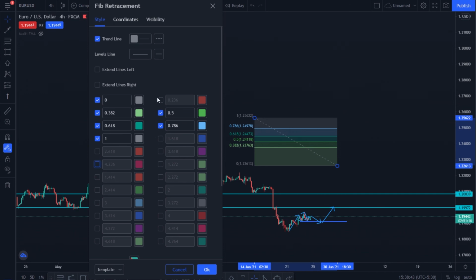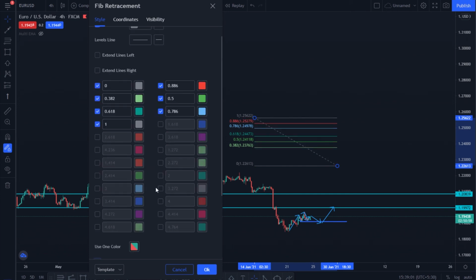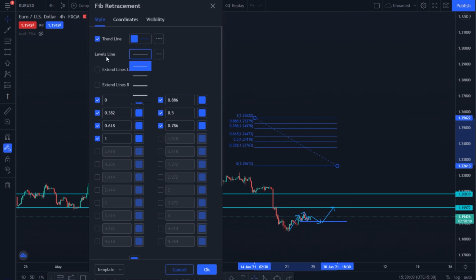I won't keep 236. I'll just select 236 and mention 0.886. And if you don't want all these colors, just uncheck the background and use one color. So I'll use this. If you want the lines to be thick, then you have the levels line over here, make that thick.